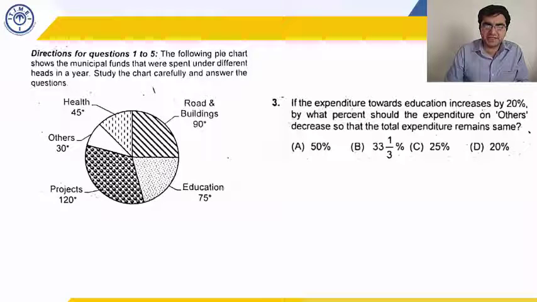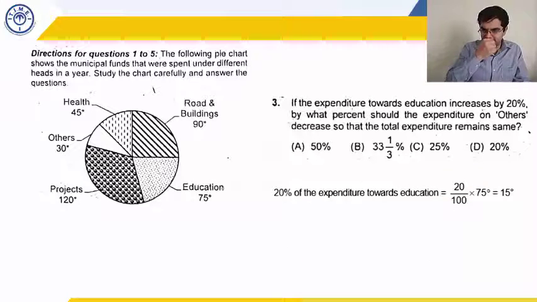Out of 360 degrees, expenditure towards education is 75 degrees. And this increases by 20%. So what is the increase? See, you don't need to calculate like this. Okay, 20 by 100 into 75. Very easy. How do you calculate 10%? Take one decimal to the left. So 10% is 7.5 degrees. So 20% will be 7.5 into 2, 15 degrees. Here it is. 10% is 7.5 degrees. So 20% becomes 15 degrees.